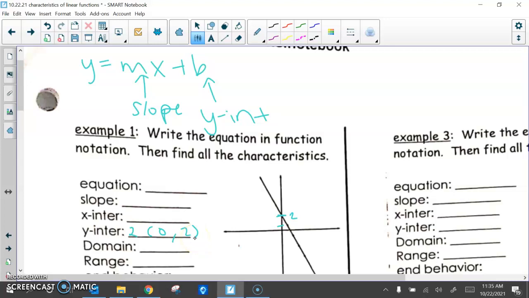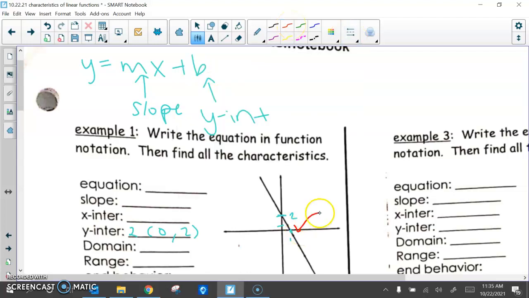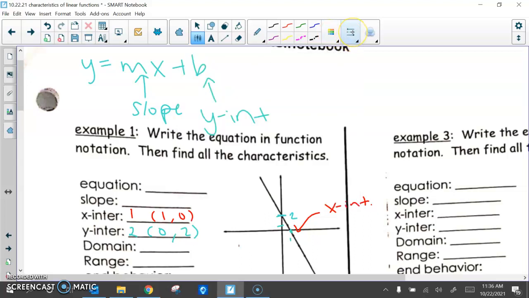Okay, then I need to identify another point so I can do the slope. So I'm going to use that one, and I'm going to say that's at 1. So right here actually is also the x-intercept. So our x-intercept is going to be at 1, so that's (1, 0). So we actually have both intercepts already. Okay, then I'm going to need to find the slope.